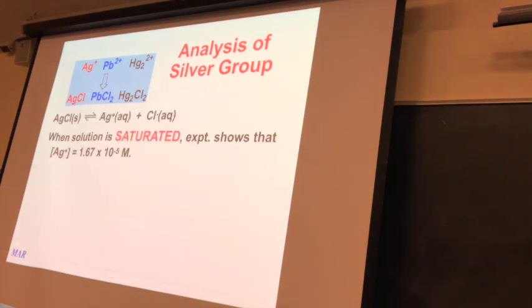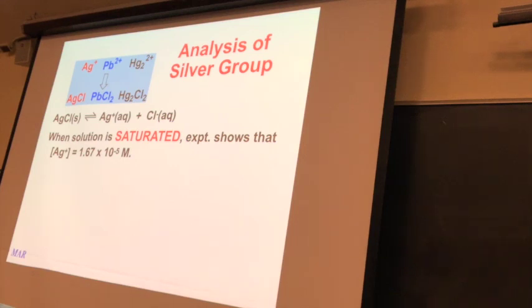Cool. Now, people have studied silver chloride a lot. It was used in photography. There's lots of uses for it. They can remake silver metal if they want to. Anyway, when the solution of silver chloride is saturated, they've actually measured the concentration. Anything in square brackets will be moles per liter. So at the saturation point of silver chloride, it's 1.67 times 10 to the minus 5 moles per liter.